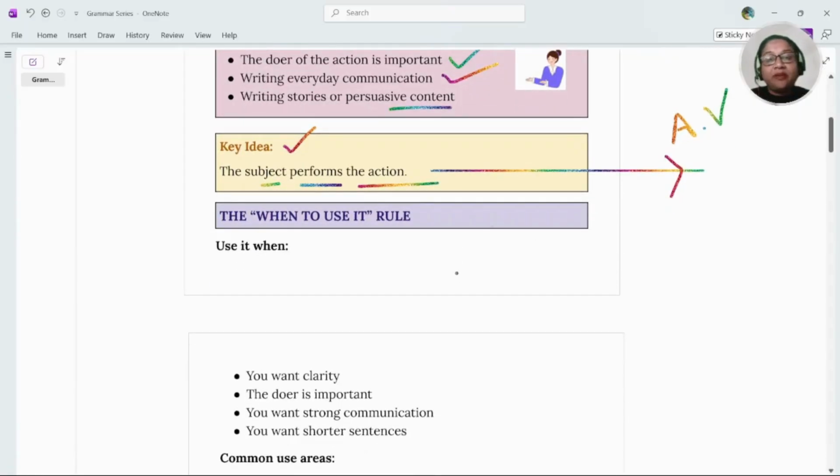The next topic that I would want to truly talk about is when to use it, or a particular rule.